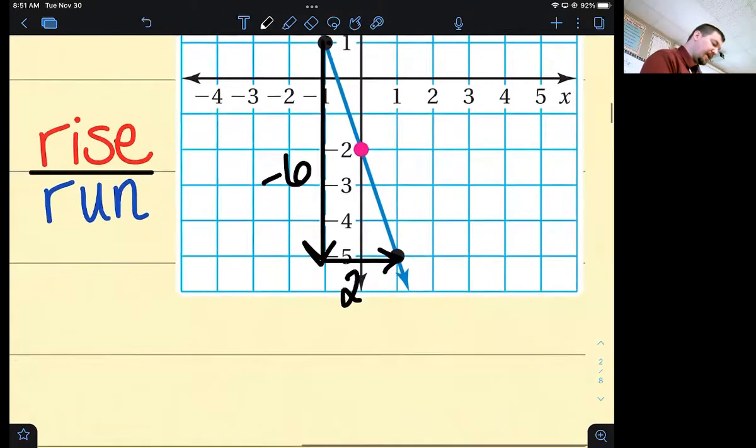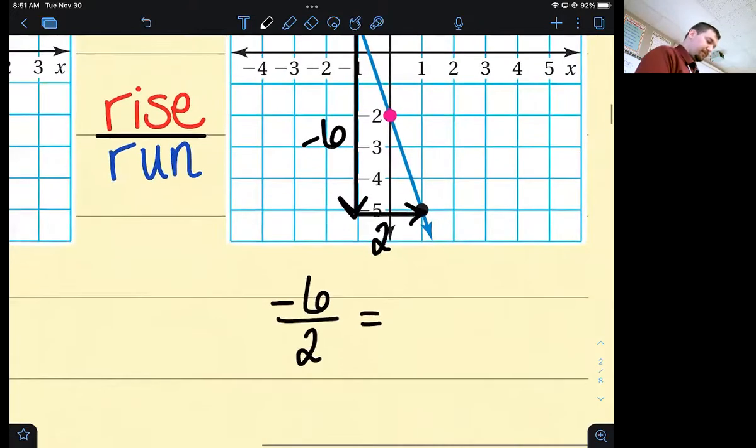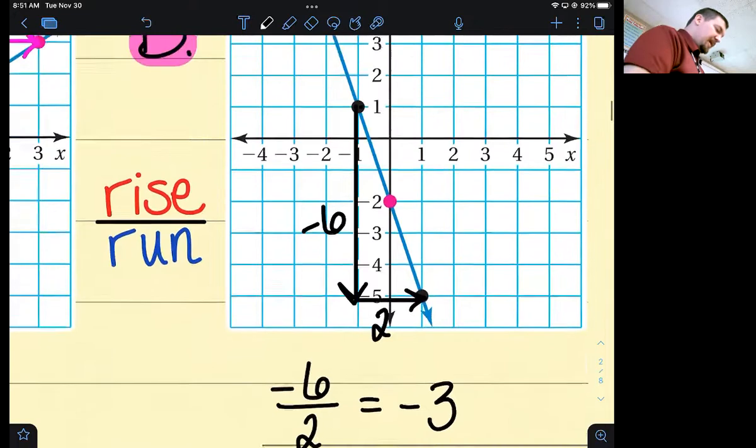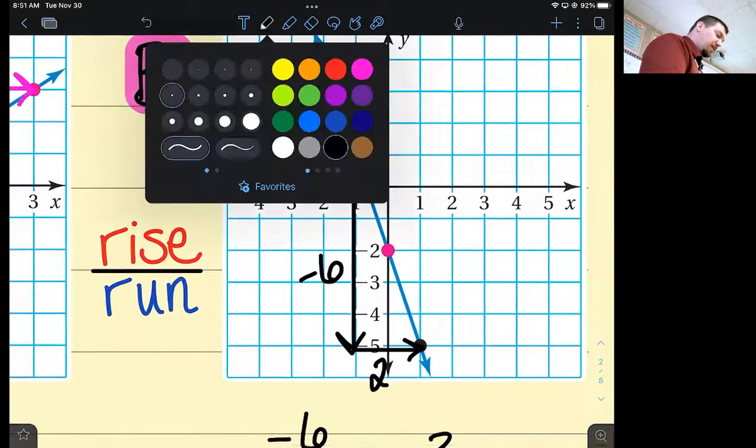So my slope is -6/2. That's going to reduce to what? -3. You can write your slope as an integer. So even though a ratio means a fraction, you can write it as an integer. If it reduces to -3/1, that's the same as -3, and you can just write -3.